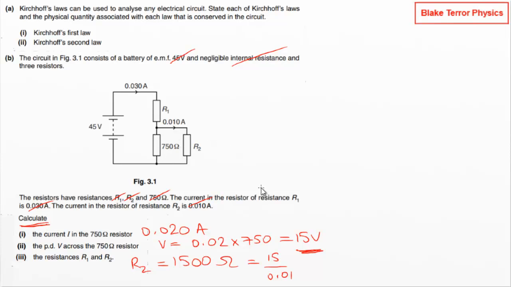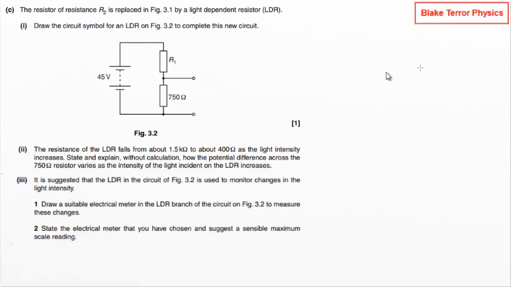So what's then happening in R1? Well, we know that the PD across R1 is 30 volts, because if we've got 15 across here, then we must have 30 across there. So R is going to be 30 divided by 0.03, which is 10 times 100, which is 1000 ohms. Right, so that was all good. And yeah, we go over to the final sheet.